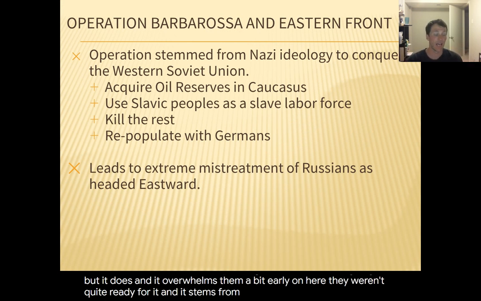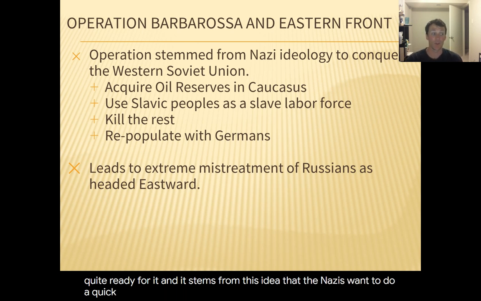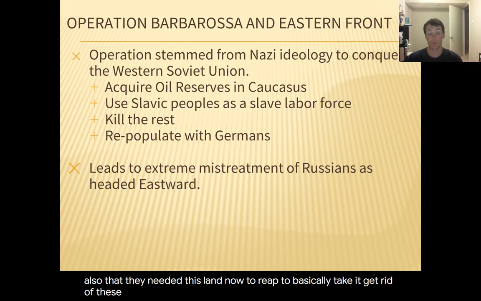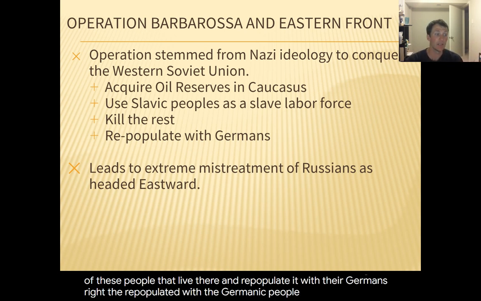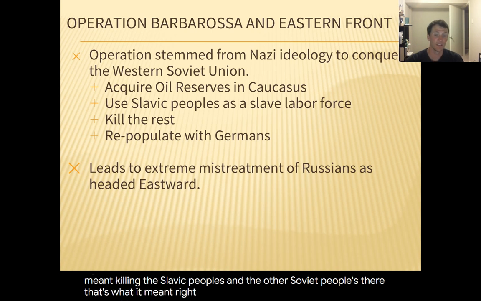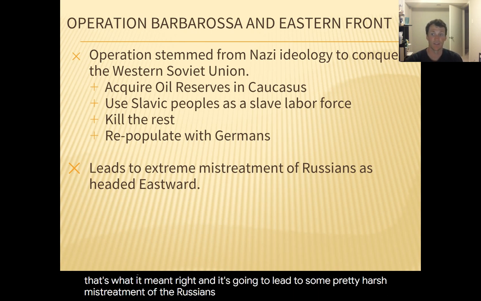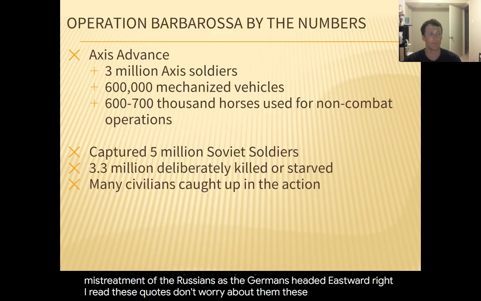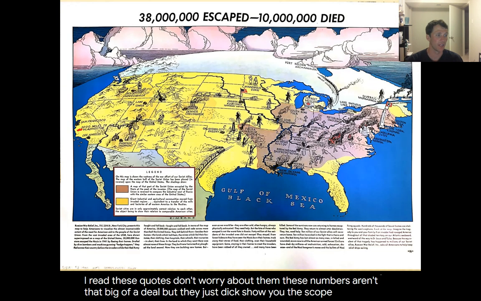And it stems from this idea that the Nazis wanted to acquire the oil reserves in the Caucasus as a big part of it, but largely also that they needed this land to basically take it, get rid of the people that lived there, and repopulate it with their Germans, right? They're repopulating with the Germanic people here, and if that meant killing these Slavic peoples and the other Soviet peoples there, that's what it meant, right? And it's going to lead to some pretty harsh mistreatment of the Russians as the Germans headed eastward, right? I read you these quotes. Don't worry about them. These numbers aren't that big of a deal, but they just show you the scope and scale of things, right?